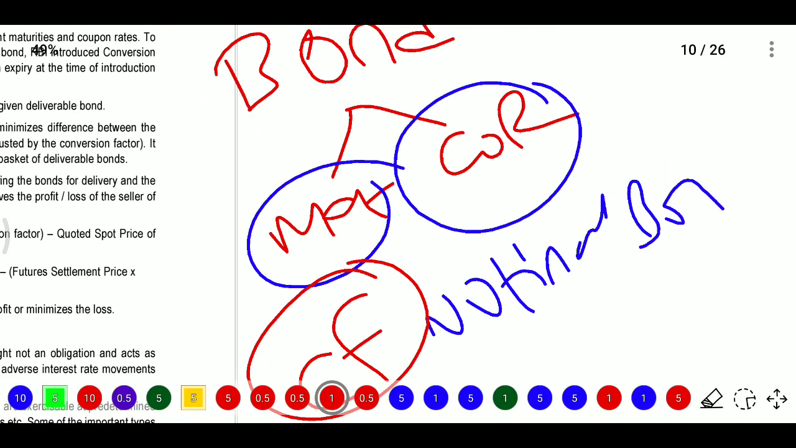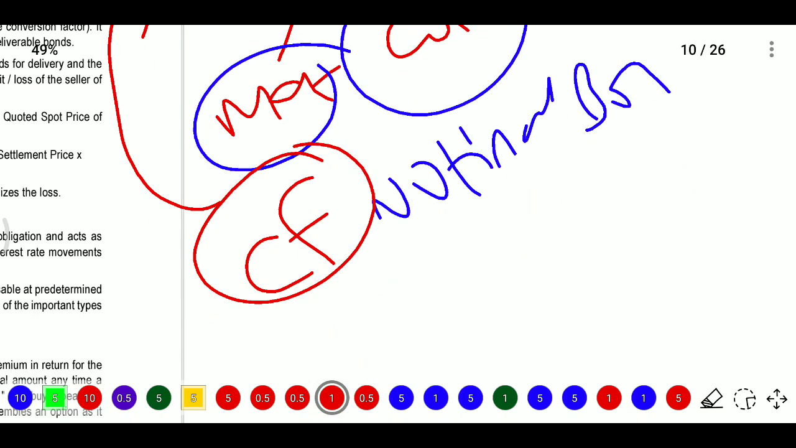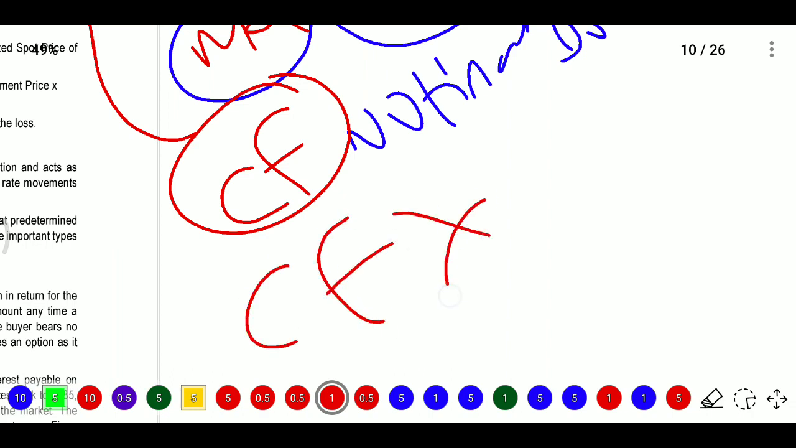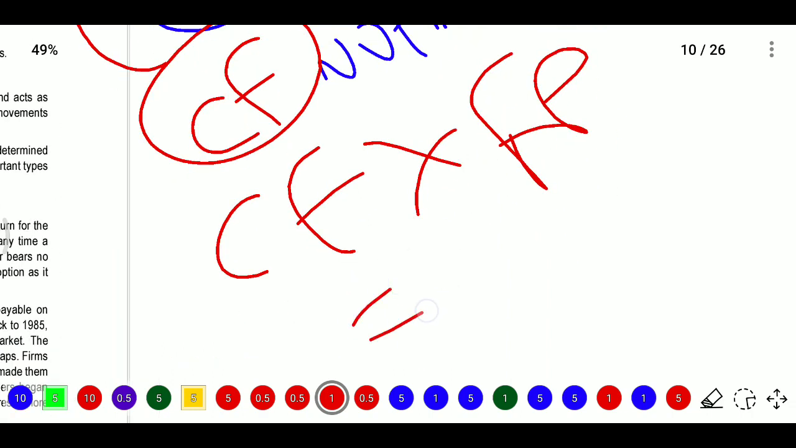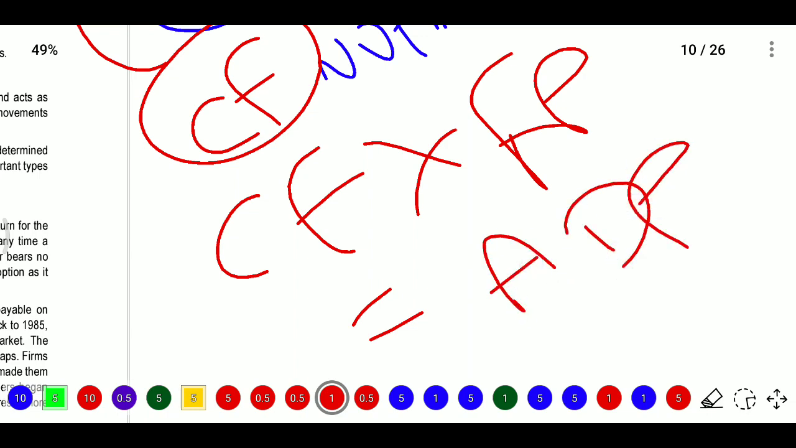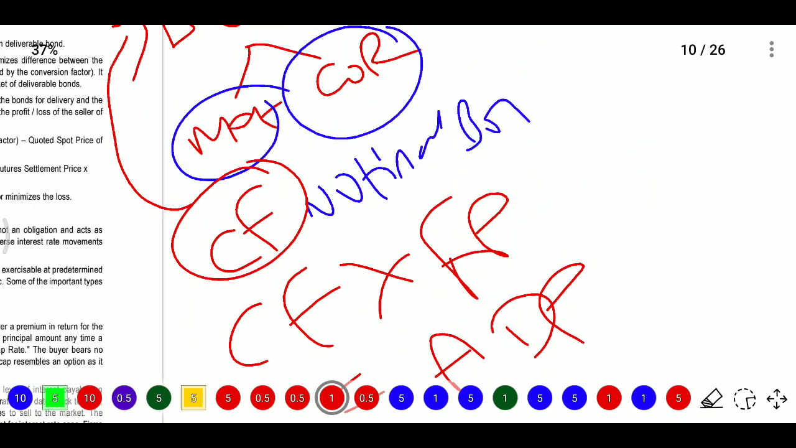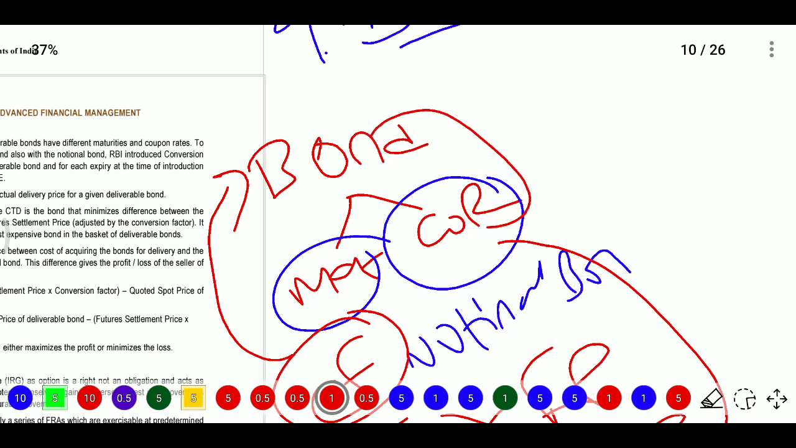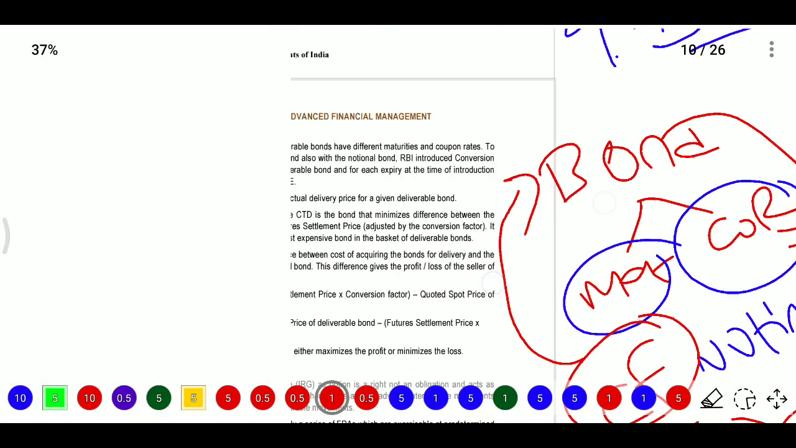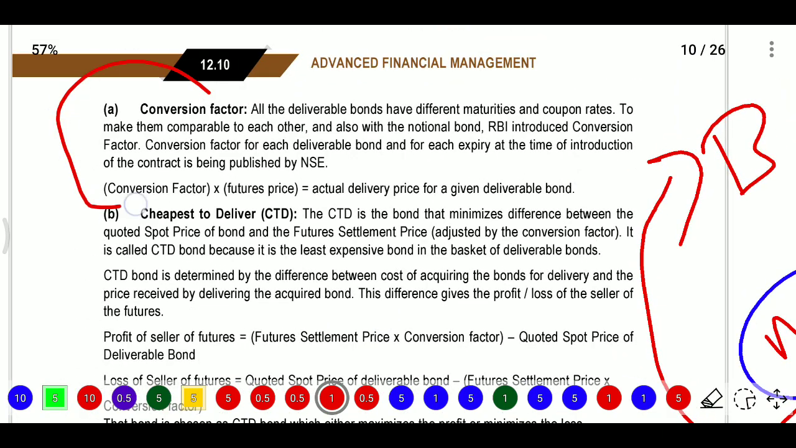So we have delivery bonds now, and for these delivery bonds the RBI introduces a conversion factor, and for each expiry, at the time of introduction of the contract, it is published by the NSE. So we need to multiply: conversion factor into future price is equal to the actual delivery price. We will get the actual delivery price for deliverable bonds by using the future price into the conversion factor. Here they are explaining that only.